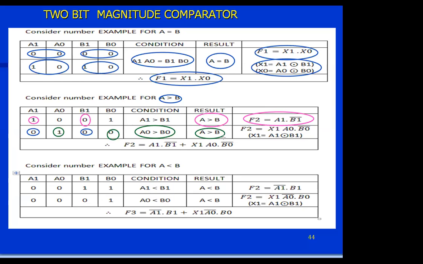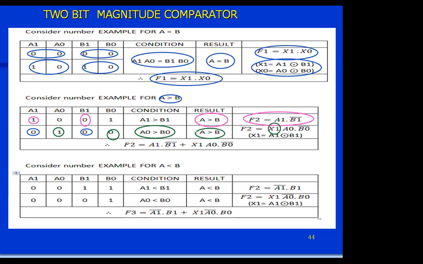Observe carefully. There is a difference between the first condition and the second condition. In the first condition the most significant bit is greater, so I can write f2 equals a1 into b1 bar. In the second condition the most significant bits are identical, so to confirm I have to define the equality condition for a1 and b1. Therefore I am writing f2 equals x1 into a0 into b0 bar, because a0 is greater than b0, but a1 and b1 are identical.